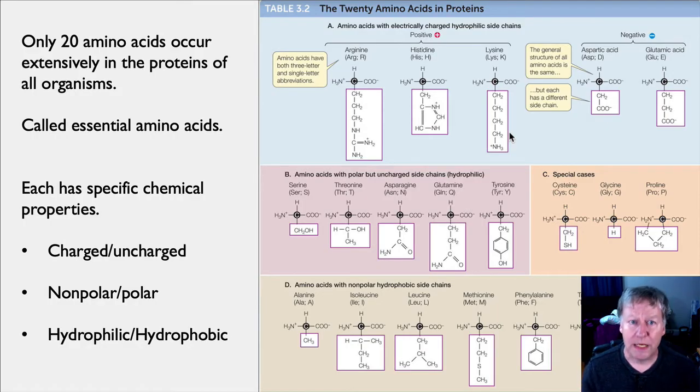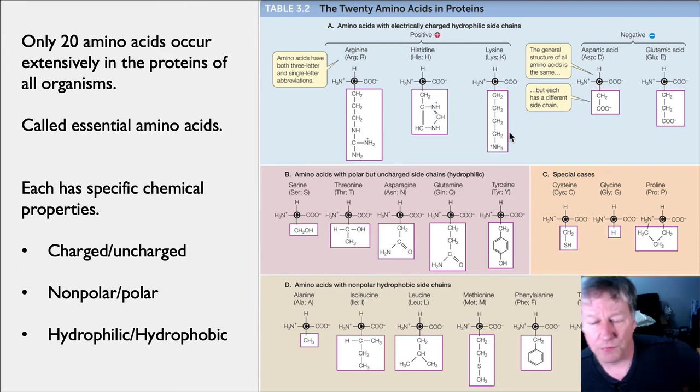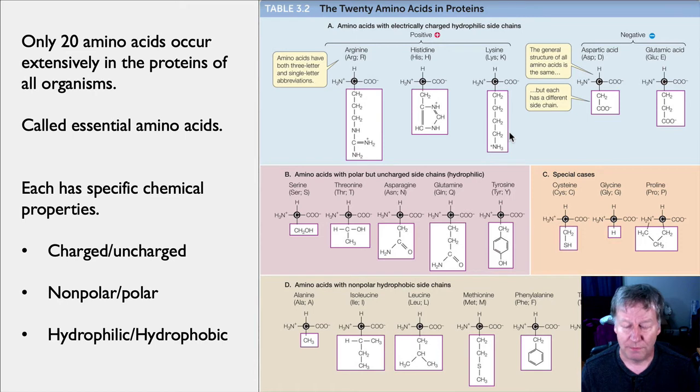There are 20 amino acids that occur extensively in the proteins of all living organisms. These are called the essential amino acids, and right here you can see a chart showing them. This chart is taken from your textbook, page 43. So if you want to ever go back and look at it, you can. Now, got some good news and bad news. The good news is you do not need to memorize all these functional groups. That used to be required in AP biology, no more. So thank goodness we don't have to memorize all these. But you do need to understand how the chemical properties of the different amino acids affect the final protein.